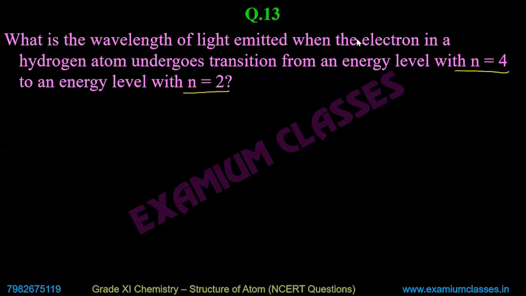Can we use the Balmer series equation? Vedant, yes. So can we use the Balmer series equation? Okay, tell me which one will be N1, which one will be N2. First, tell me the formula. Sir, 1 upon lambda equals Rydberg's constant into 1 upon N1 squared minus 1 upon N2 squared. Rydberg constant is 1.097 into 10 to the power 7 per meter. Sir, N1 will be 2 and N2 will be 4.